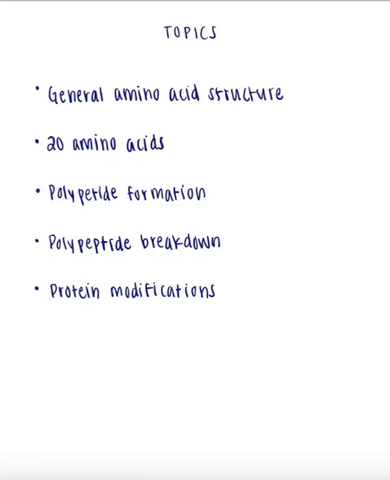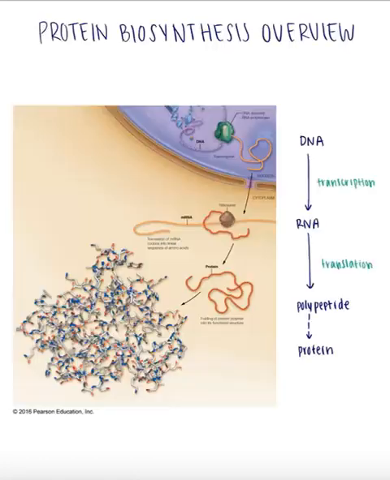Then we'll talk about how amino acids can combine to form polypeptide chains, and the opposite of that, how we can break down those chains. And we'll end off with some examples of protein modifications.